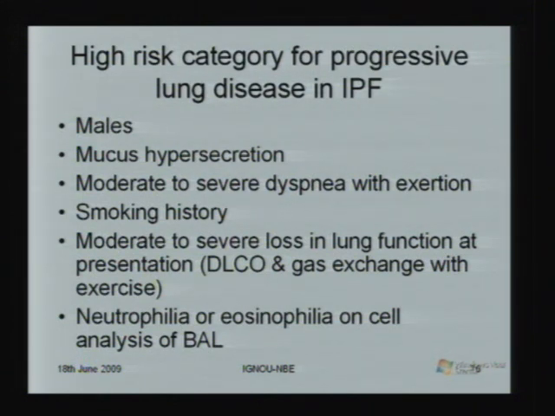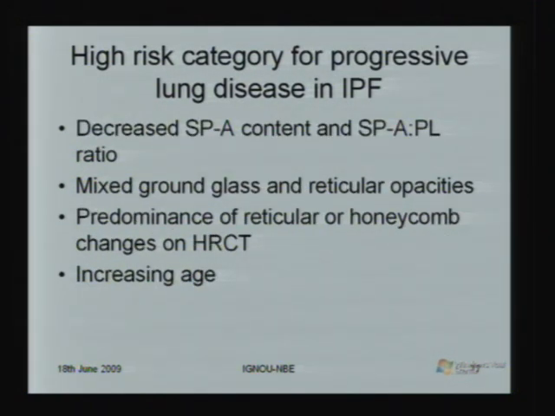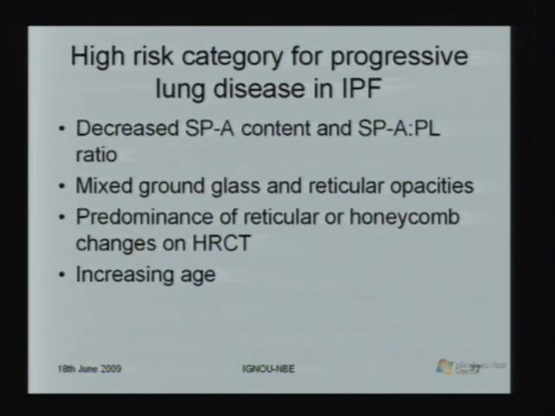They are male gender, mucus hypersecretion, moderate to severe dyspnea with exertion, smoking history, moderate to severe loss of lung function at presentation, and neutrophilia or eosinophilia on bronchoalveolar lavage fluid analysis. A decrease in the surfactant protein A content and the surfactant protein to phospholipid ratio would also suggest a poorer prognosis. Mixed ground glass and reticular opacities, predominance of reticular or honeycomb changes on HRCT, and increasing age are other high-risk predictors.